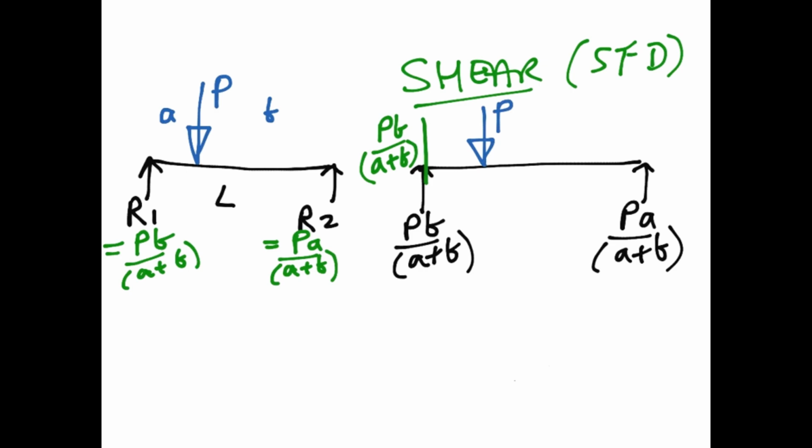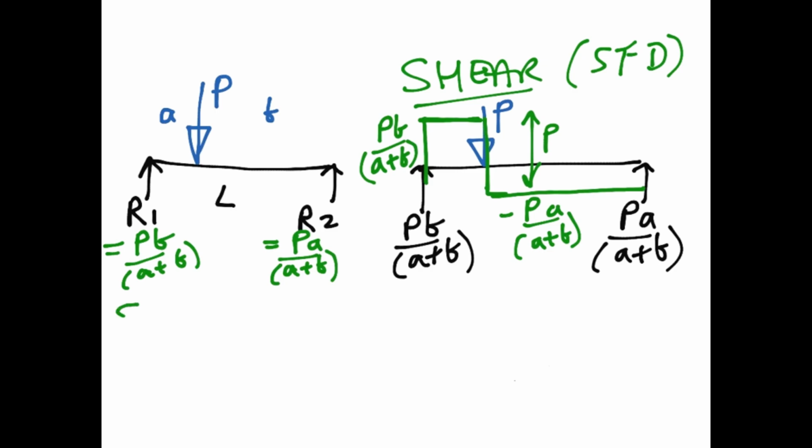Now, because there is no load applied between the support and point P, that shear force doesn't change. It comes across. Okay, then you get to P and it will drop by a value equal to P. Because there are no loads applied between P and support 2, it will come across at the same level, and you'll then get a value of shear force of PA, or strictly speaking minus PA over A plus B.